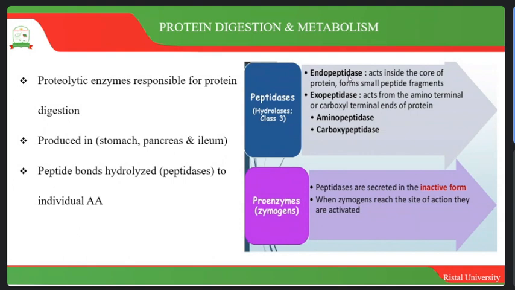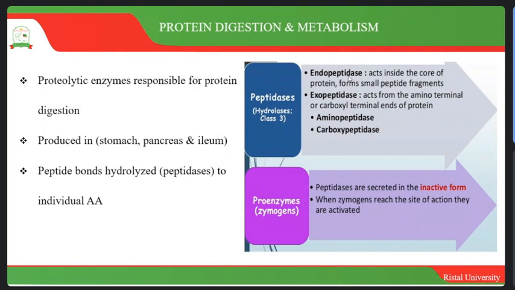Besides that, we also have enzymes called zymogens. These zymogens are the proenzymes, meaning they are produced in an inactive form. These are peptidases that are secreted in an inactive form, and when these zymogens reach the site of action, they are activated.